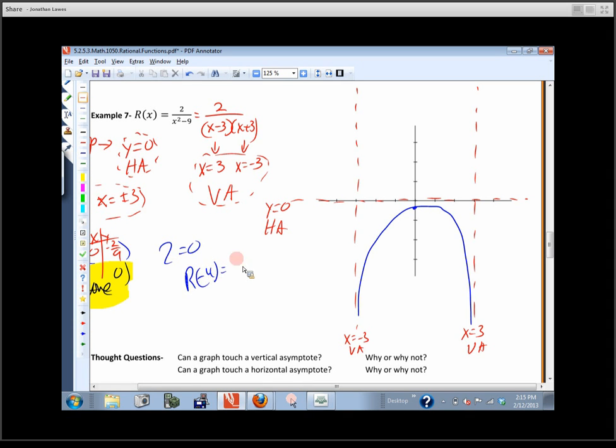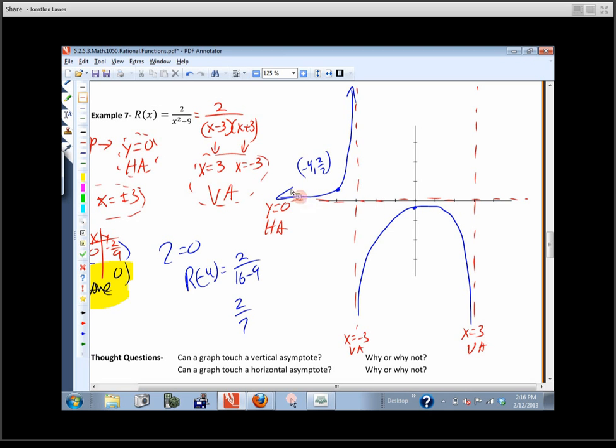If I plug in a -4, I've got 2 over, I'm going to plug it in right here. So that's going to be 16 minus 9. So that's going to be 2/7, right? So if I go to -4, I go to 2/7. So -4 comma 2/7. Well, what do you know? It's got to be here. That branch, we'll call it a branch, that branch has got to be here.